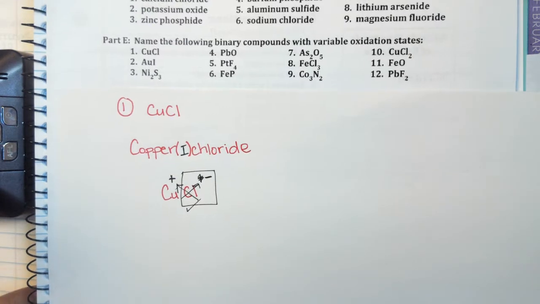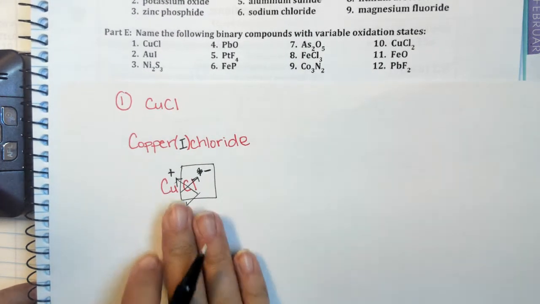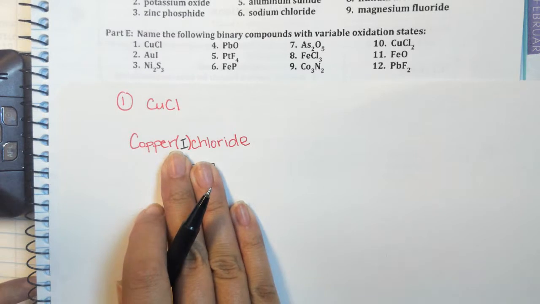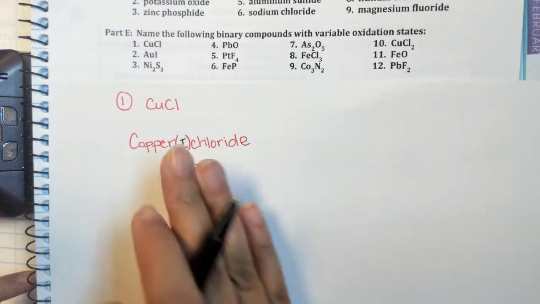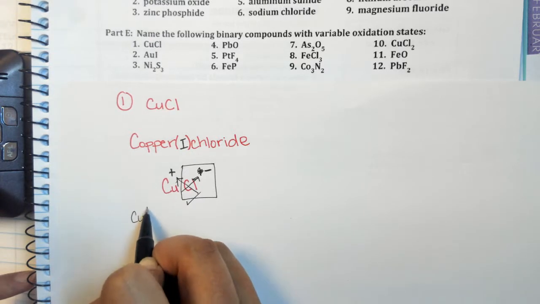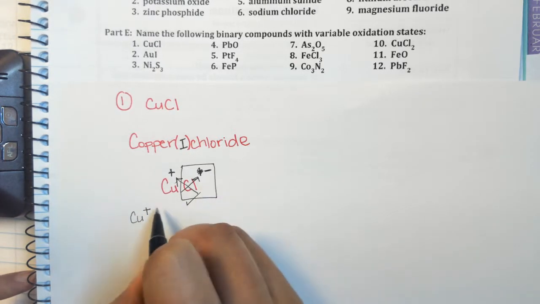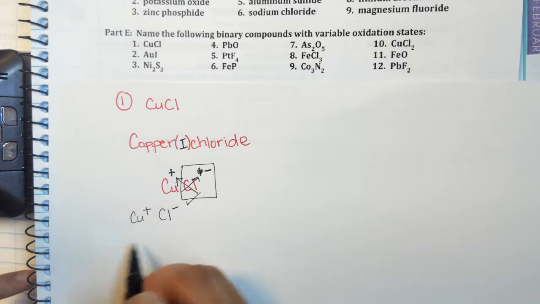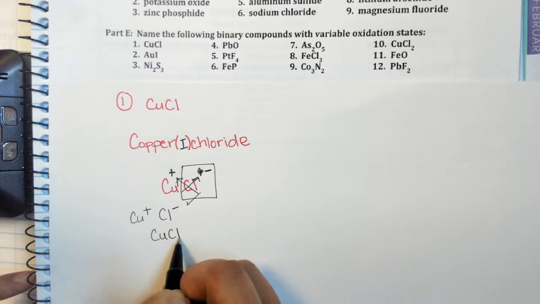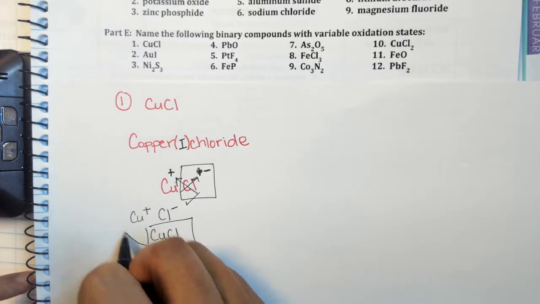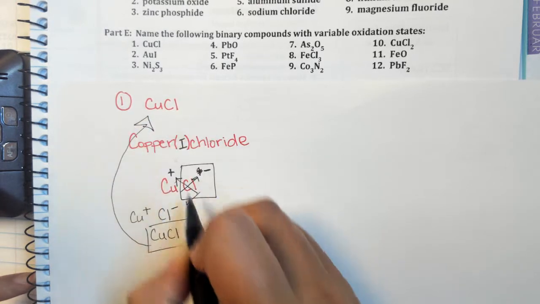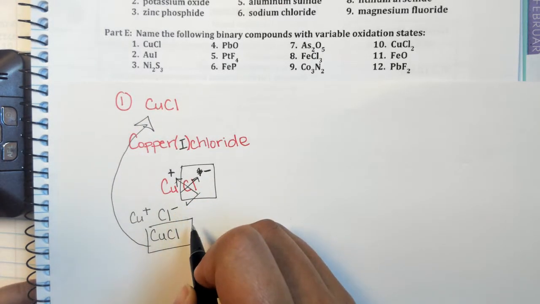Alright, a way to check this is if you just look at the name and write it down as you see it, it will check your work. So copper 1, that means Cu+. Chlorine, we know always has a -1 charge. I swap and drop and it gives me CuCl. Okay, so these two are the same thing. So I did this correctly. Okay, questions over number 1.